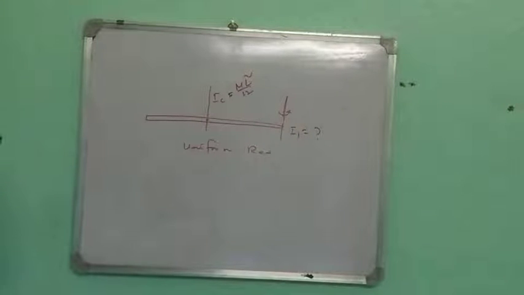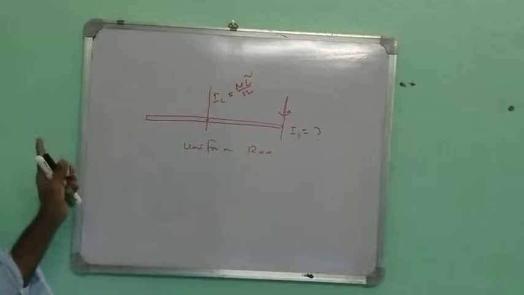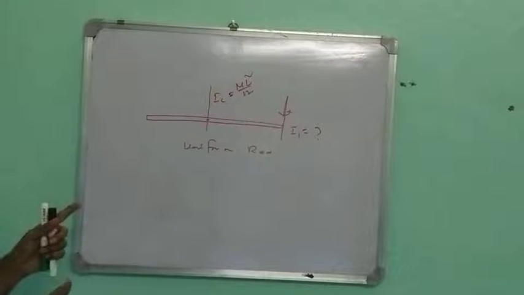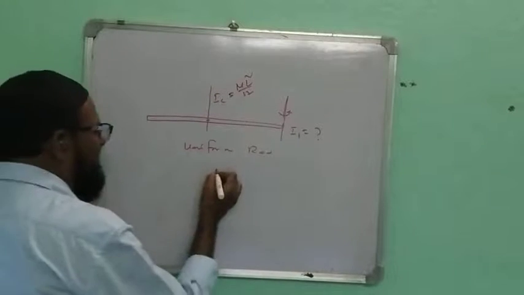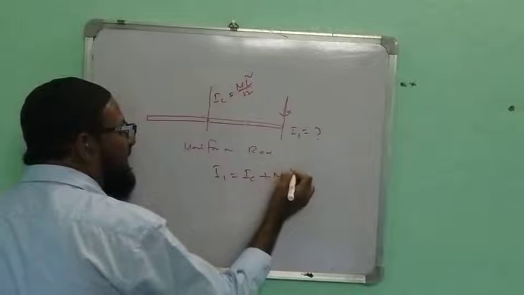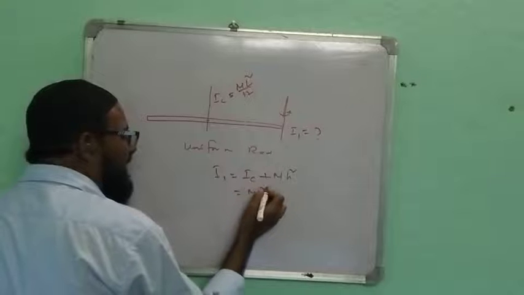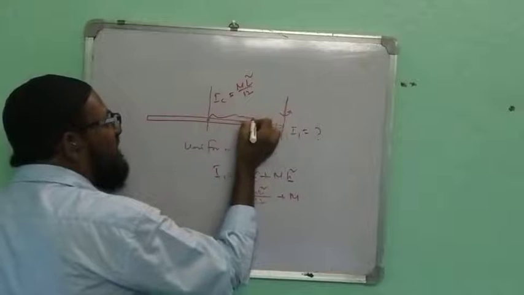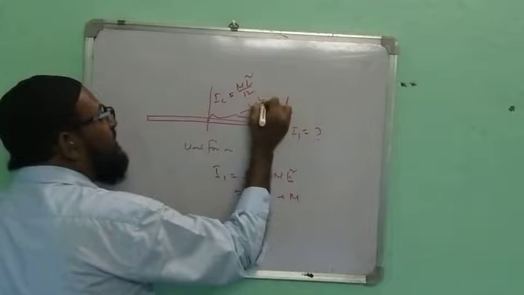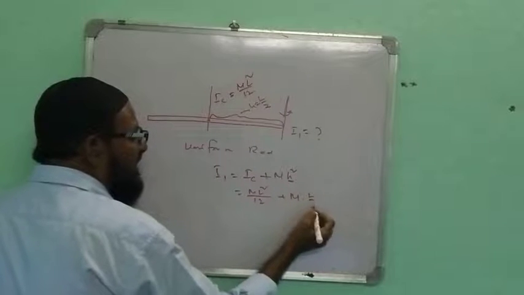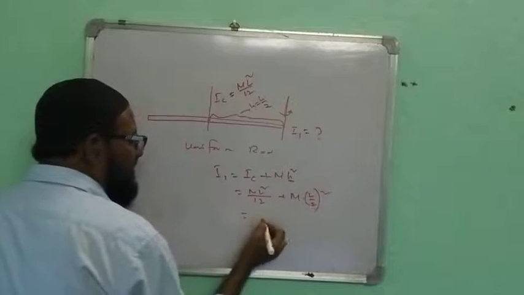In this case, which theorem is applicable? Perpendicular or parallel? From the figure? Two axes, parallel theorem. Three axes, perpendicular. Two axes, simple answer. What is this? I1 equals IC plus MH square. What is this formula? M x square by 12. What is this H? H equals L by 2, L by 2 whole square.